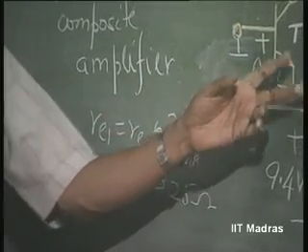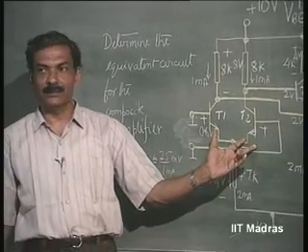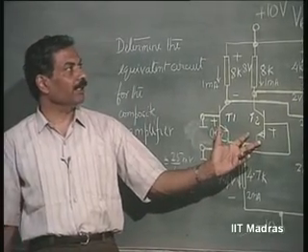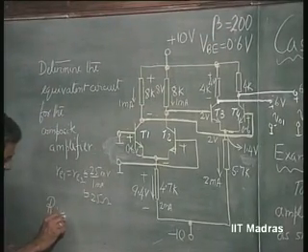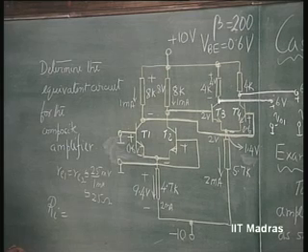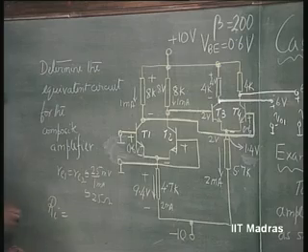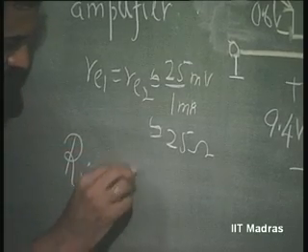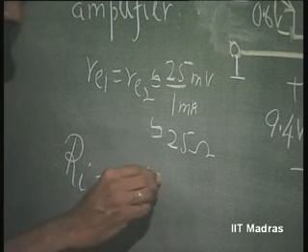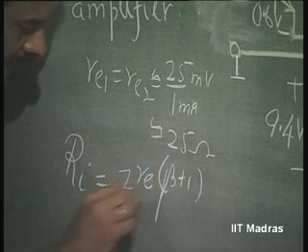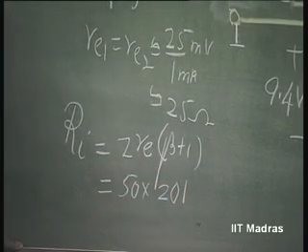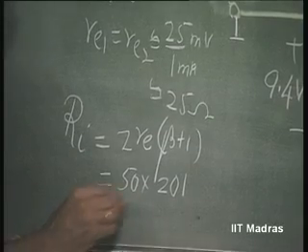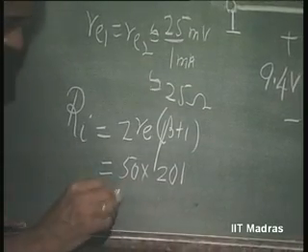Into 25 plus 25, that is 50 ohms, 2 RE you get, into 200. So, the input impedance of this is the differential input impedance we are talking of now. If I do not mention anything, it is always assumed to be the differential input impedance. So, this is equal to 2 RE into beta plus 1. This is 50 into 201. So, this is about 10 K.